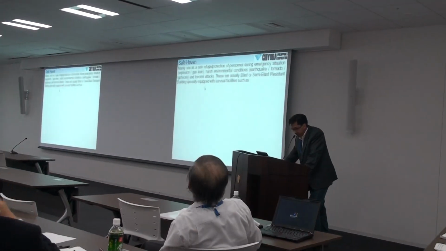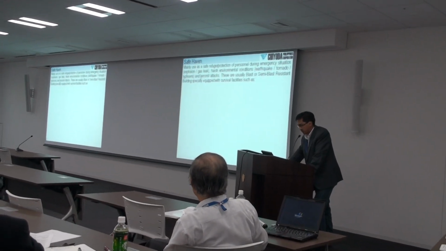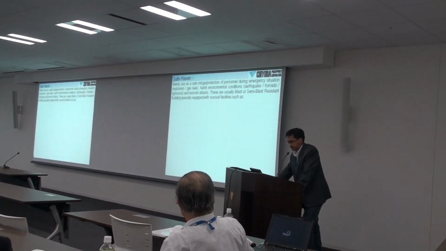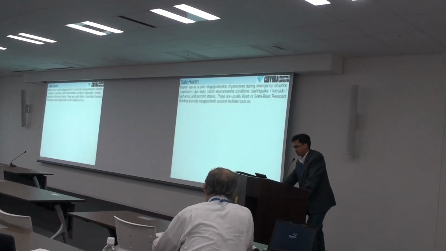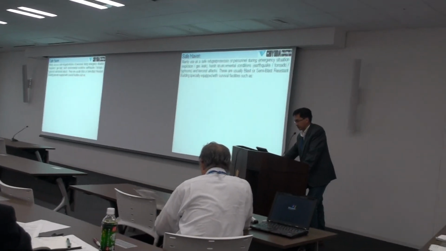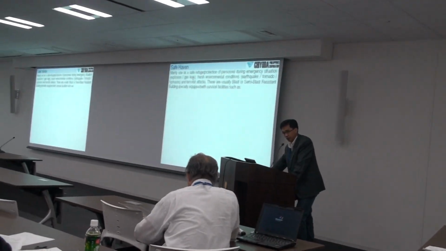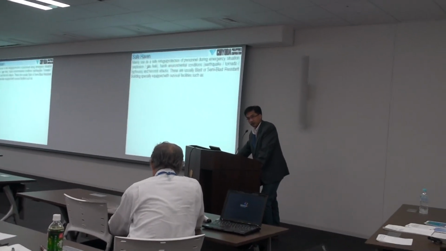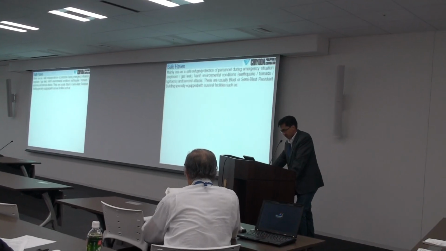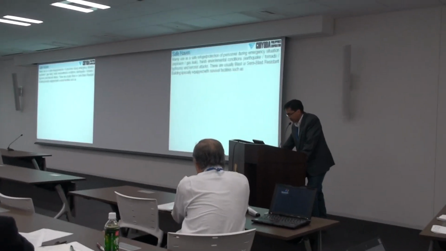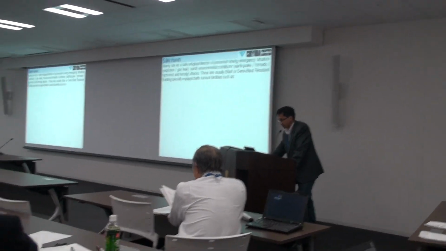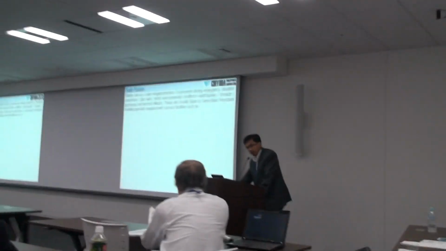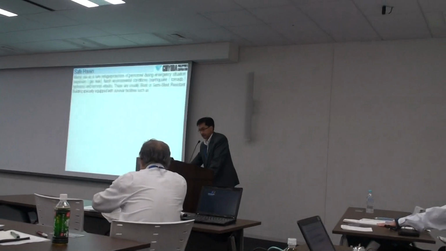Then one of the interesting buildings is the safe haven. This is mainly used as a safe refuge, for protection of personnel during emergency situations such as explosion or gas leak in the plant, during harsh environmental conditions such as typhoon, earthquake, and tornadoes, and on rare occasions because of terrorist attack.